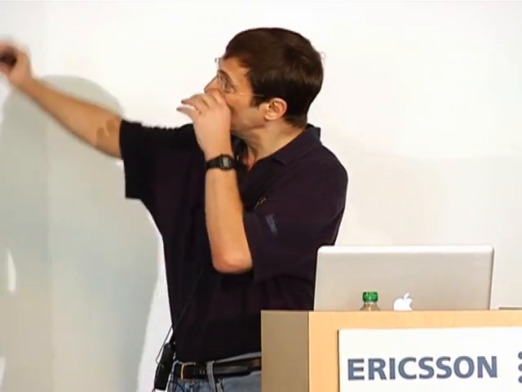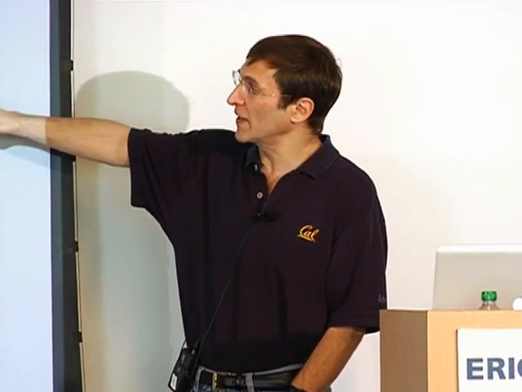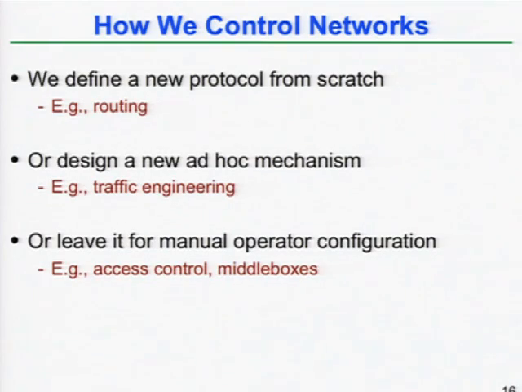And so to break this bad habit of continually adding complexity to the network, we need to understand why we're doing it, where this is coming from. So how do we solve problems today, and what are the requirements for those solutions? How we solve problems today, we can either define a new protocol, or we can add an ad hoc mechanism, or we can leave it to the operators. Doesn't really matter which of these we pick. The key is, what are the requirements for those solutions? And there are three requirements.